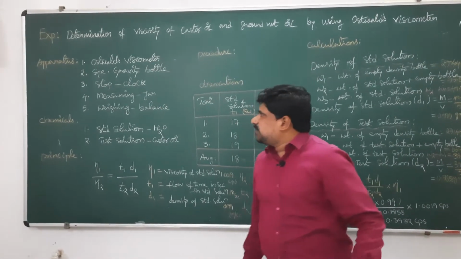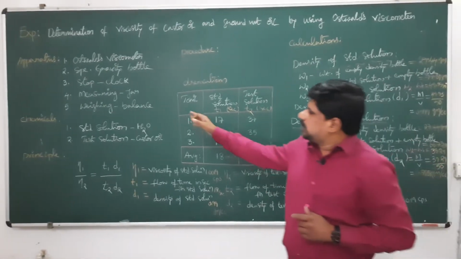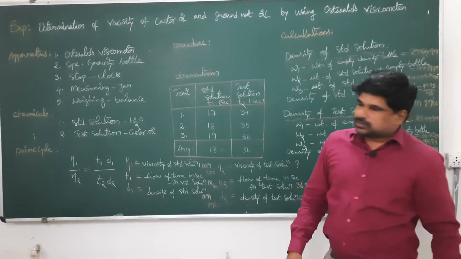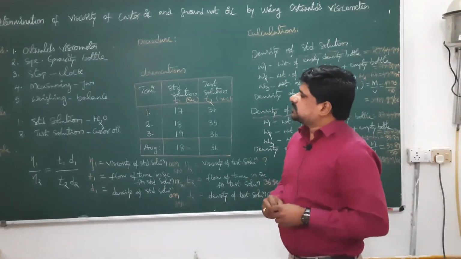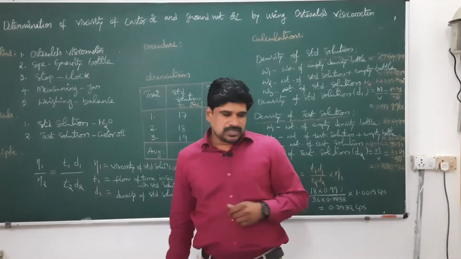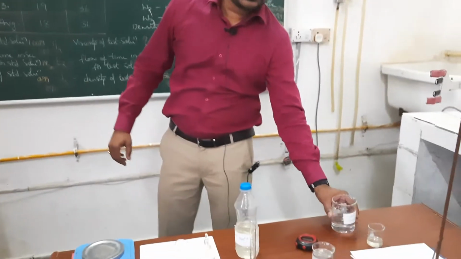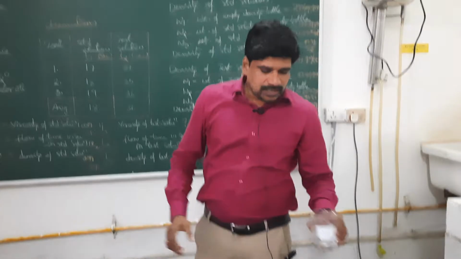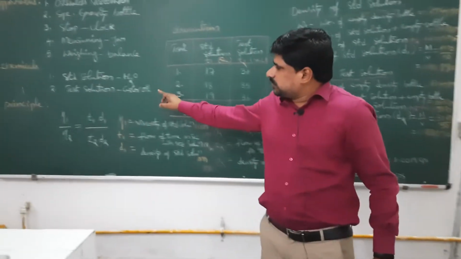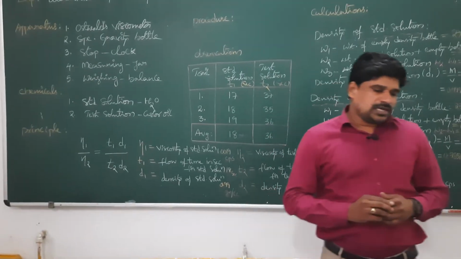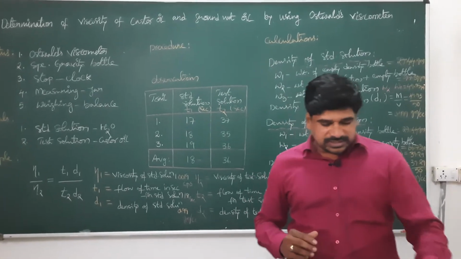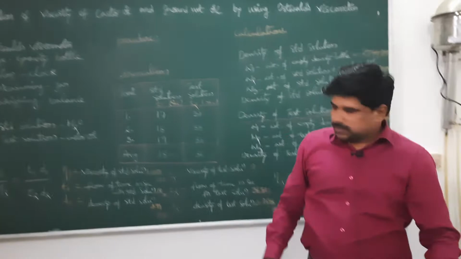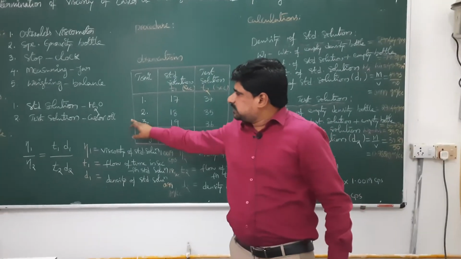The fourth one is the measuring jar. Fifth, the weighing balance. The chemicals required to perform our experiment are, first, the standard solution. Here we are taking water as the standard solution. And the second is the test solution, any test solution. Here I am taking castor oil as the test solution.